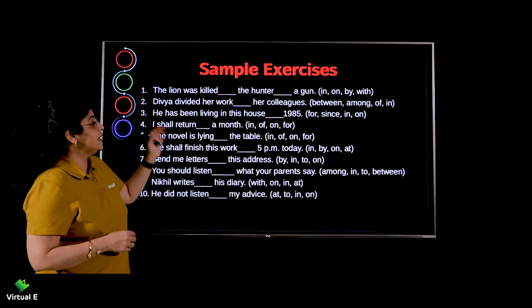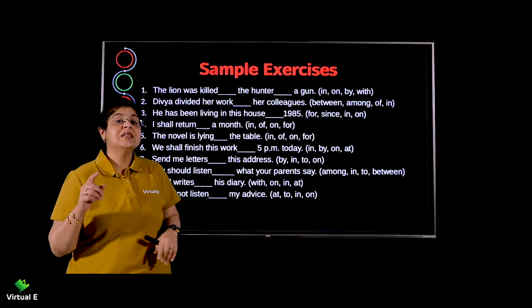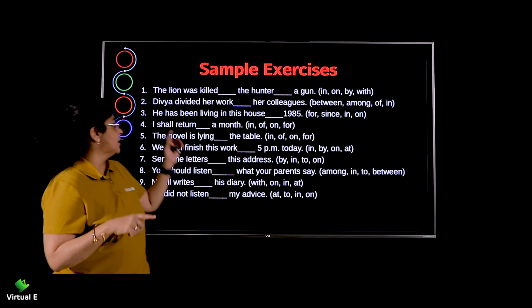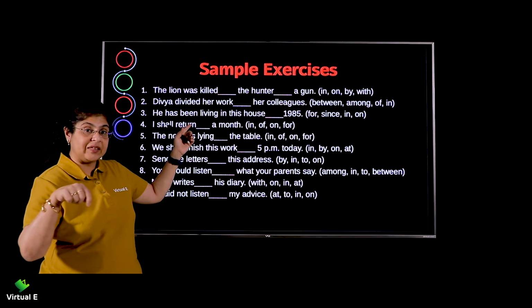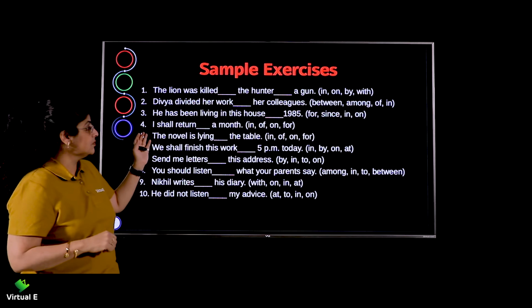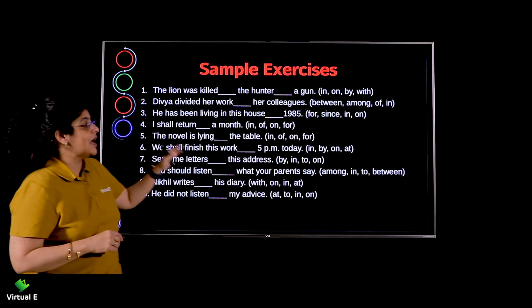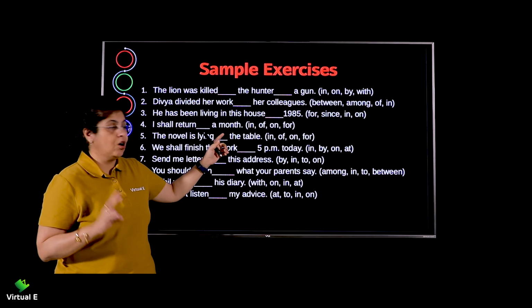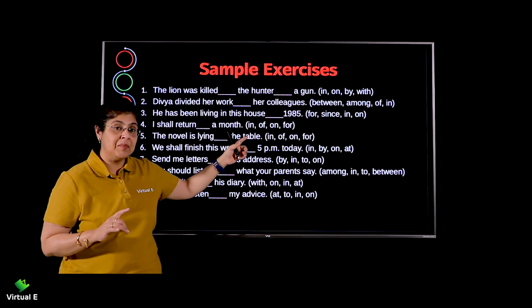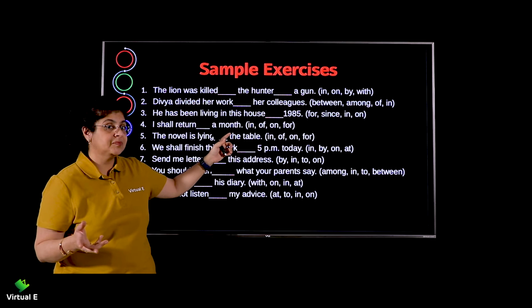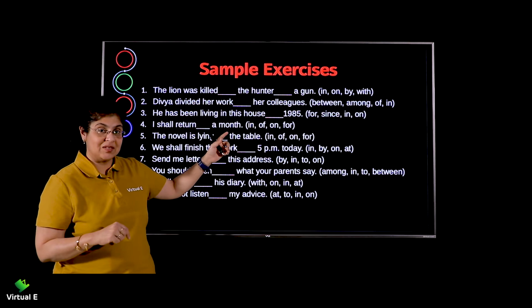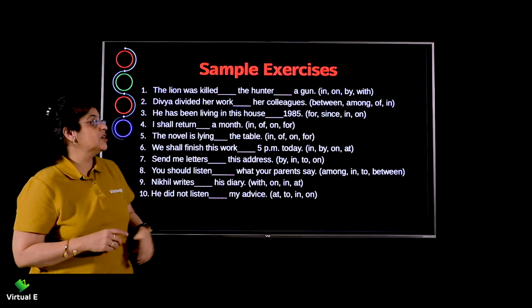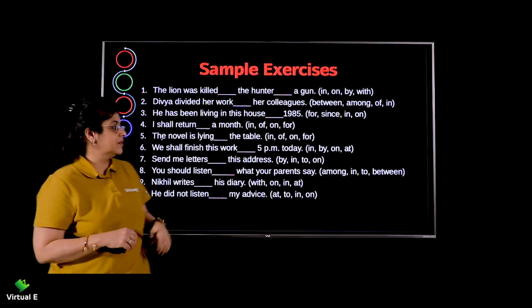Yes. He has been living in this house since 1985. Since that time. Even now he is living. He has been living. I shall return dash a month. I shall return in a month. I shall return of a month. I shall return on a month, or I shall return for a month. When you're confused, do this. And the right one will sound correct to you. So, I shall return in a month.